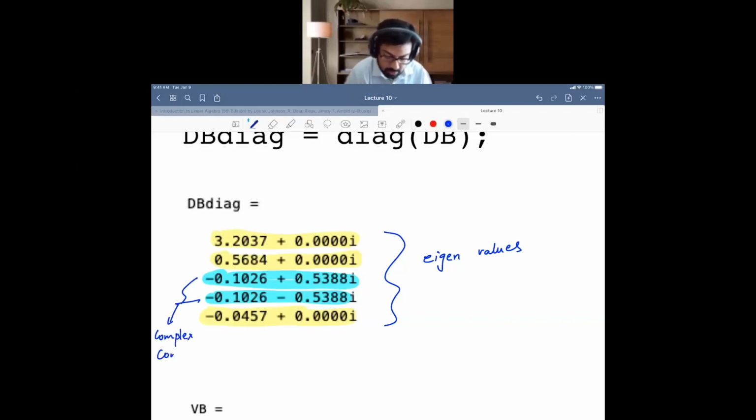Complex conjugate pairs. Of course, the other possibilities are all 5 could have been real, or the other possibility is you could have one real eigenvalue and 2 pairs of complex conjugate eigenvalues.